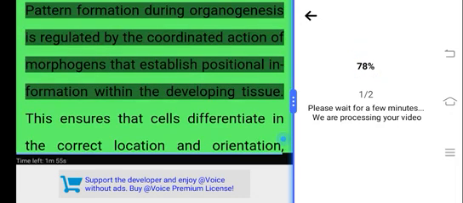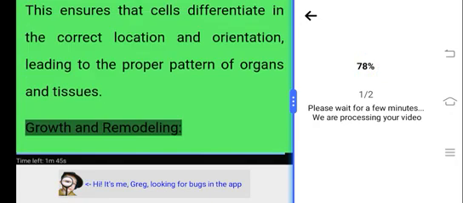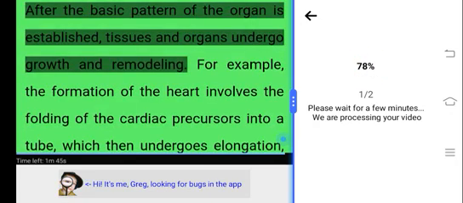Patterning. Pattern formation during organogenesis is regulated by the coordinated action of morphogens that establish positional information within the developing tissue. This ensures that cells differentiate in the correct location and orientation, leading to the proper pattern of organs and tissues. Growth and remodeling. After the basic pattern of the organ is established, tissues and organs undergo growth and remodeling.